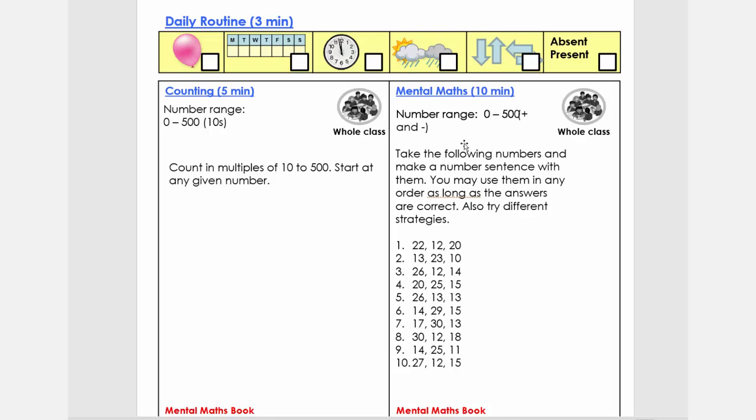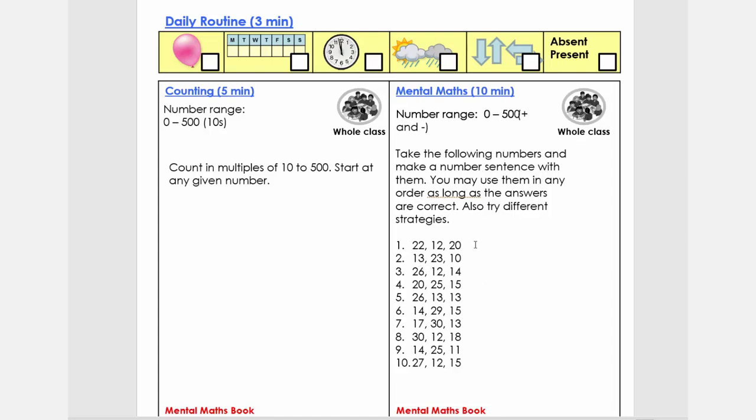Welcome back. With the mental mathematics today, we're going to use these numbers to make number sentences. But we also put in a few examples that will not work. So we want the children to identify that and then ask how they will change it. So a bit of a challenge.